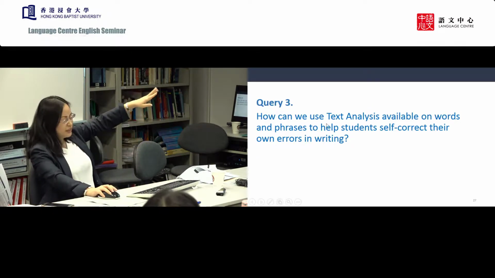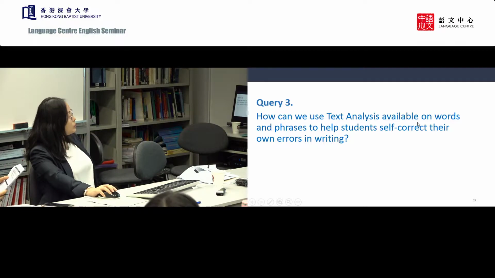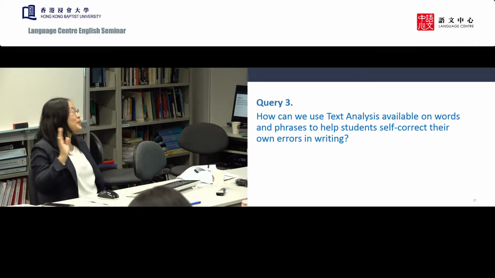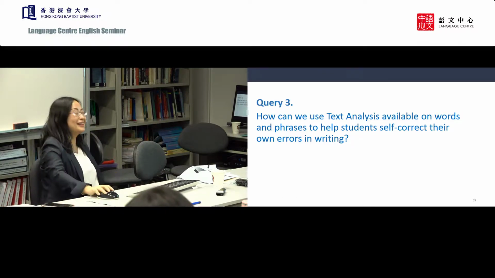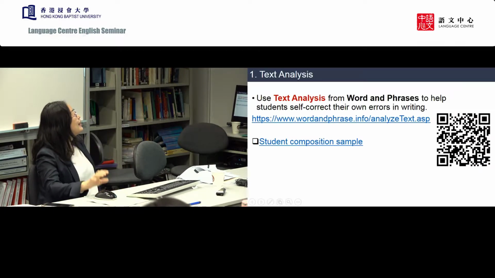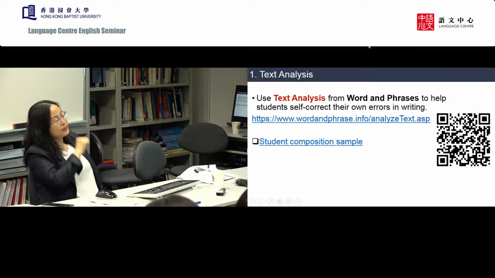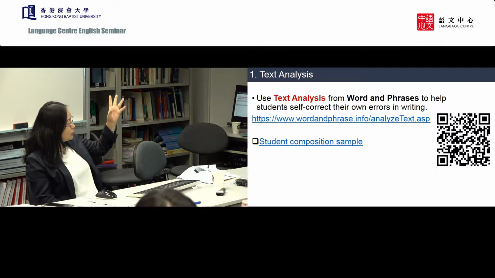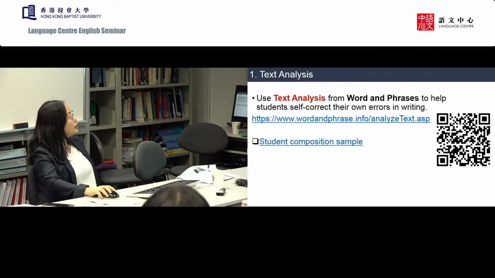How can we use text analysis available on words and phrases to help students self-correct their own mistakes in writing? This is exactly what you asked. I'm not sure whether you'll be satisfied afterwards or not. So this is new. That's another function, text analysis, which is only available on words and phrases. Okay, so I'm going to show you.